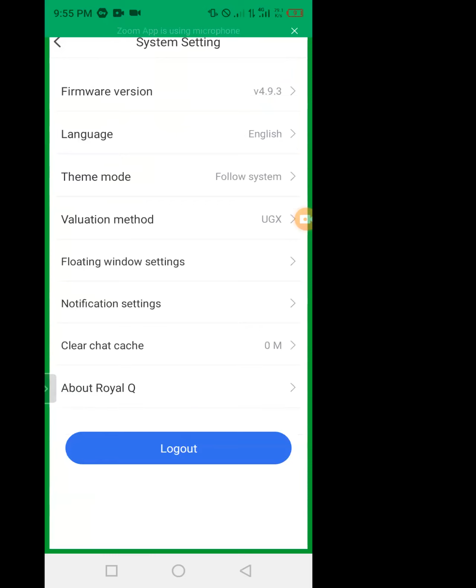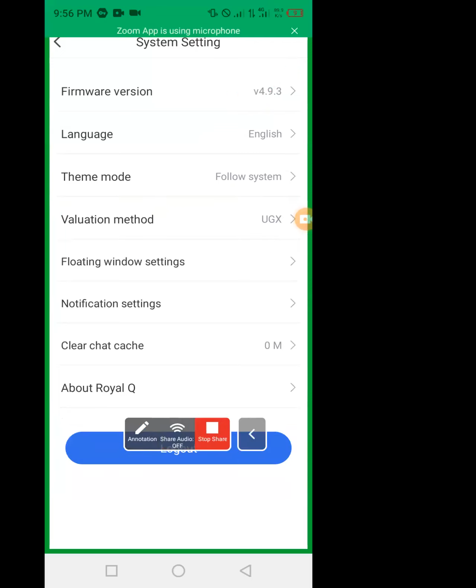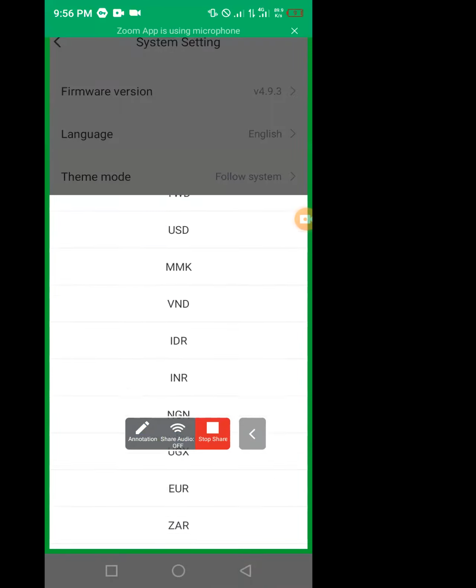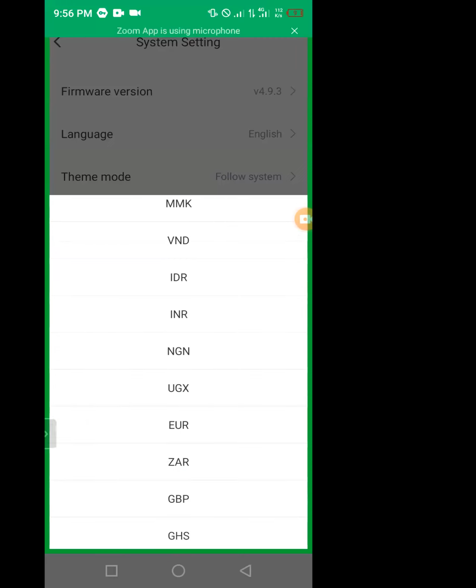Then another important thing here, I want you to look at the valuation method. If you want the robot to be showing you money in US dollar and in the currency that you understand, you go to valuation method. When you click there, it is going to bring different currencies, and then you choose the currency that you want. If you are a Nigerian, you choose Nigerian Naira. If you want Indian Rupee, you click Indian Rupee, and if you want South African rands, you look for ZAR. Then you want Euro, and so you choose what you want.